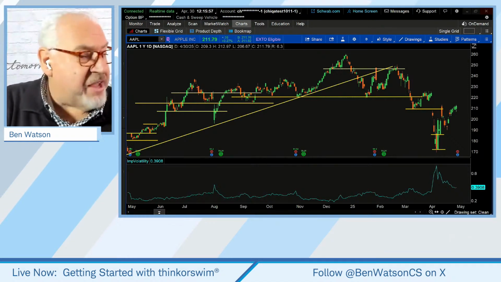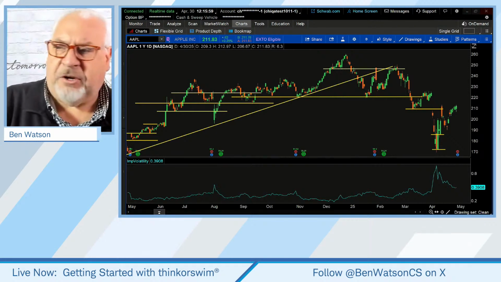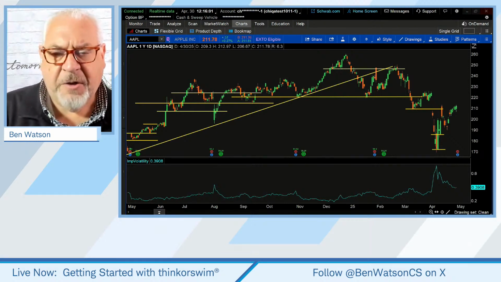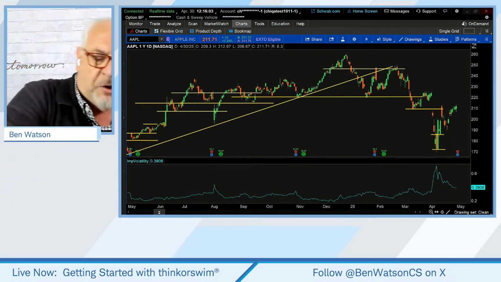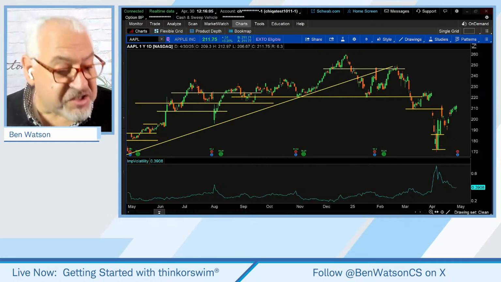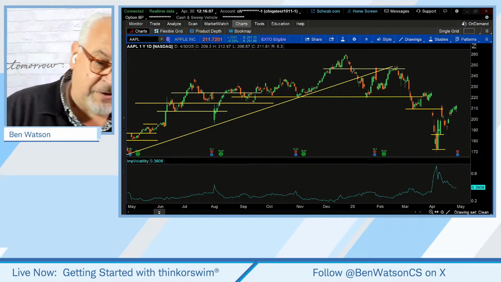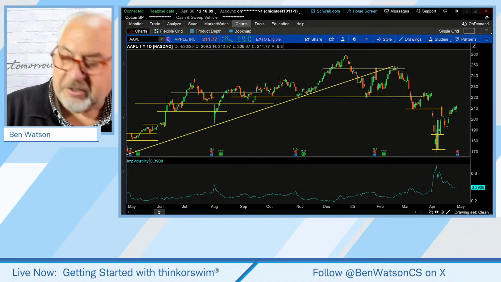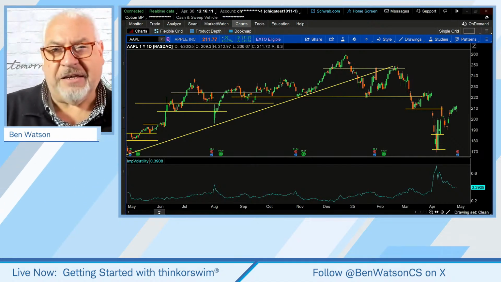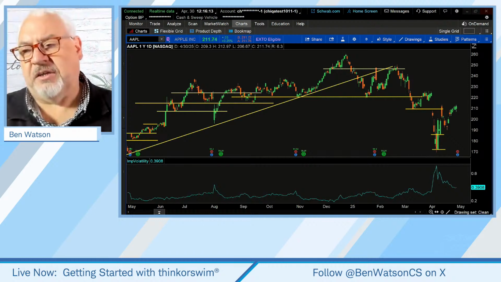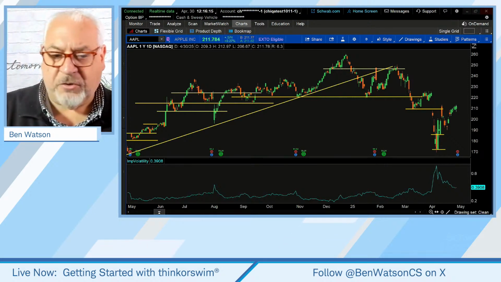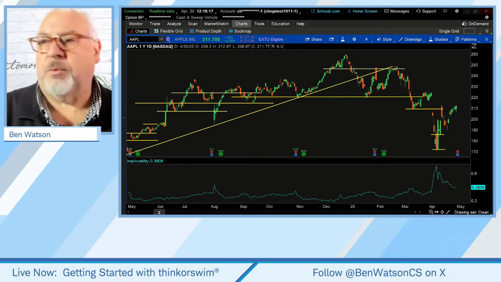Now, there's one other aspect of volatility that I want to talk about here while we're on this particular chart, and that is the backwards look at volatility, or historical volatility. So historical volatility is what the stock has already done in the past, translated into movement in the chart.